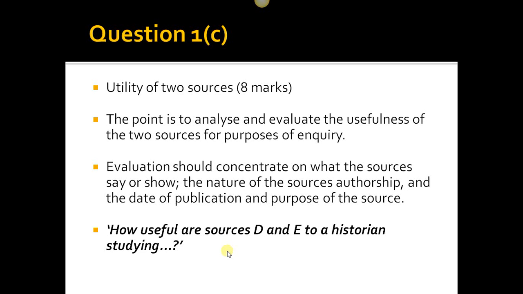Now, that sounds a bit of a mouthful, but it is evaluation. How useful? It's one of these questions: how useful, how important, how far, how good. So we want a judgment. And we want you to prove certainly positive things about the source, but for those marks, we need you to express that you know there's negatives, there's failings. No source in history can be absolutely perfect, okay? Every source is biased. But we will move on and you'll see what I mean.